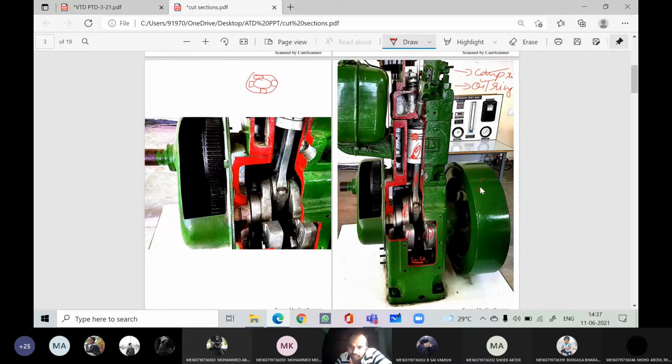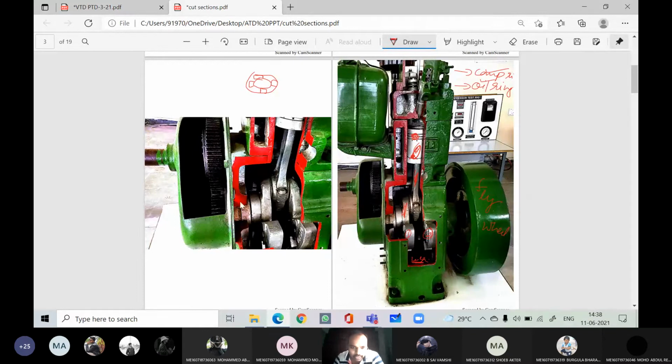Now, this is what? This is the flywheel. You can see how big it is for a one cylinder engine. For a one cylinder engine, how big it is, right? Now it's not clear actually. Here we have the camshaft. Maybe in the next figure it will be clear.